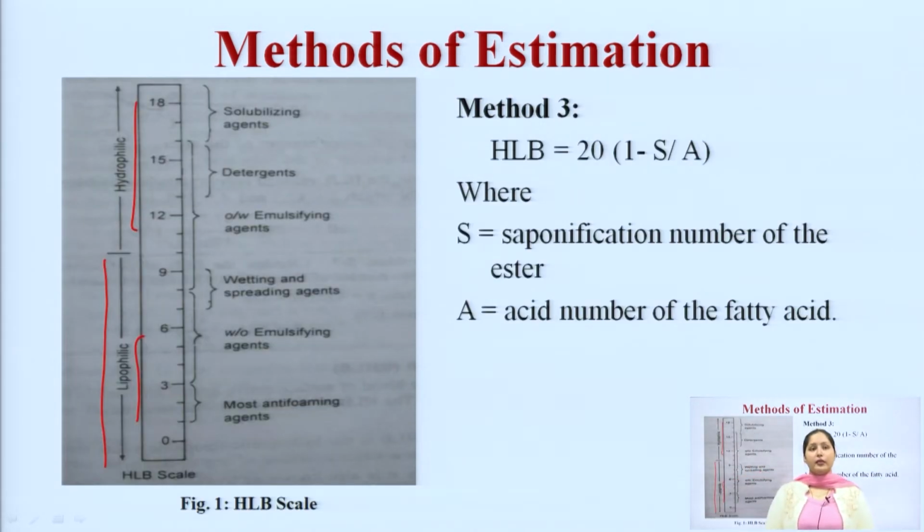Last, method 3: HLB is equal to 20 into 1 minus S by A, where S is the saponification number of the ester and A is the acid number of the fatty acid. So, by using any of the 3 methods, we can determine the HLB value of the emulsifying agent.